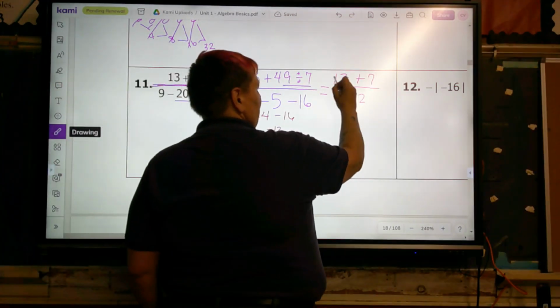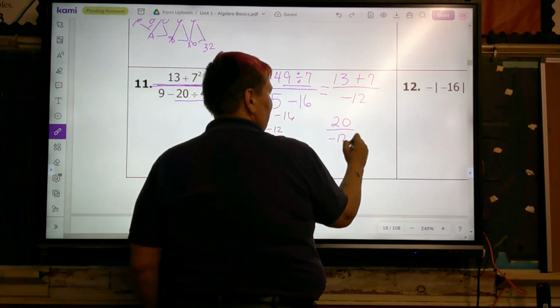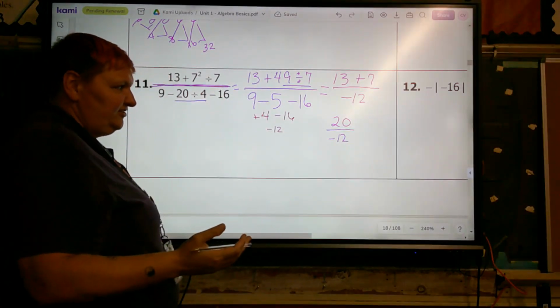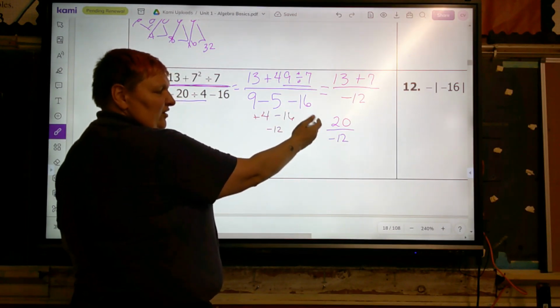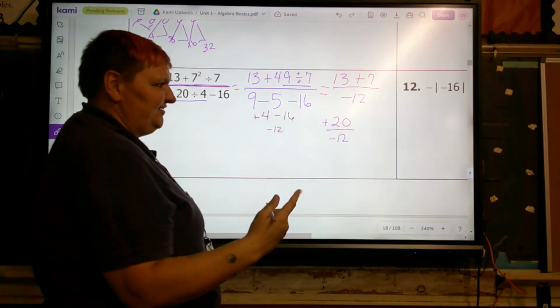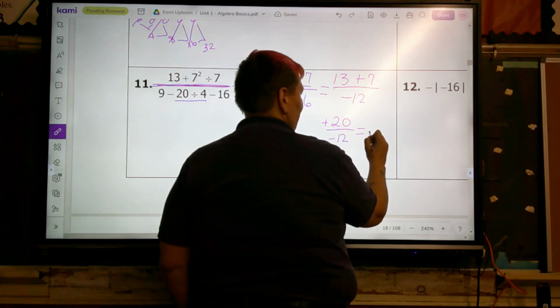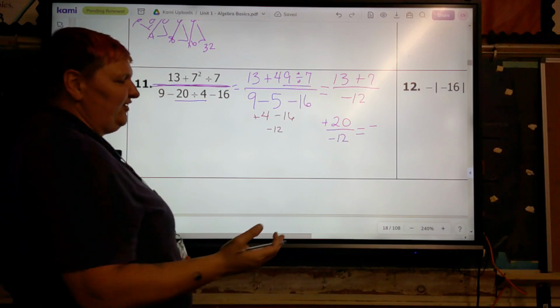Alright? 13 plus 7 is 20 over negative 12. Technically, it's considered division at this point because it's just a fraction bar. So we know a positive divided by a negative. If there's only one negative sign, your answer has to be negative. So go ahead and put a negative sign. Now you just need to simplify the fraction.